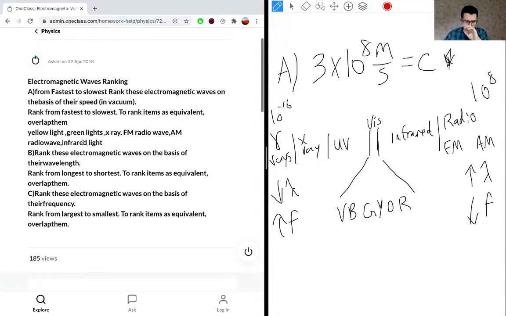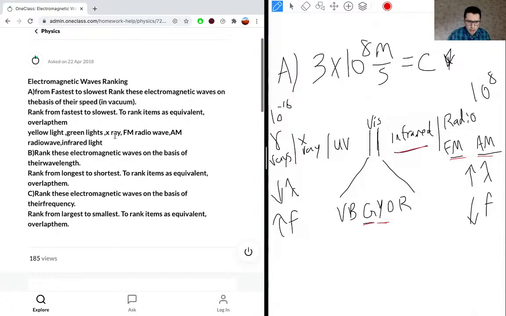So let's just rank these. We have yellow light, green light, X-ray, FM, from longest to shortest. The longest wavelength is on the right side. So we can say the AM radio will be the longest. Then it's FM radio. Then we have infrared light. And then we have yellow or green. So we have yellow first, then green. So we said AM, FM, infrared, yellow, green.